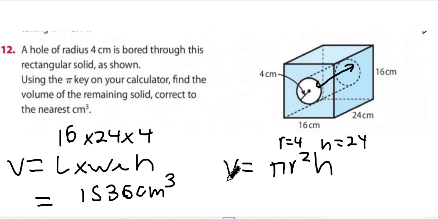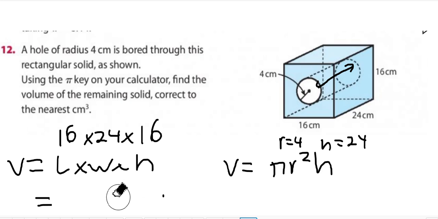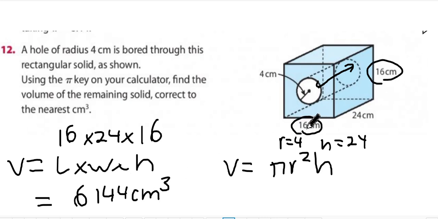Now, next thing you're gonna do? Yes, what's up? Oh, sorry. Oh, I'm totally wrong. It's 16, isn't it? Sorry, my fault. So go again. 6144. Alright, sorry guys. 6144 because the height is 16 and the width is 16.